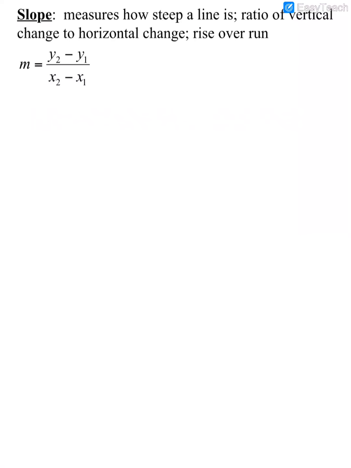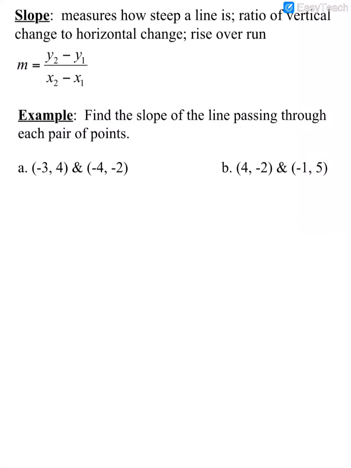over the run. This is the equation that we use to find the slope of a line if we have any 2 points on that line. m is equal to y sub 2 minus y sub 1 over x sub 2 minus x sub 1. So we're going to use that formula to find the slope of the line passing through each pair of points.